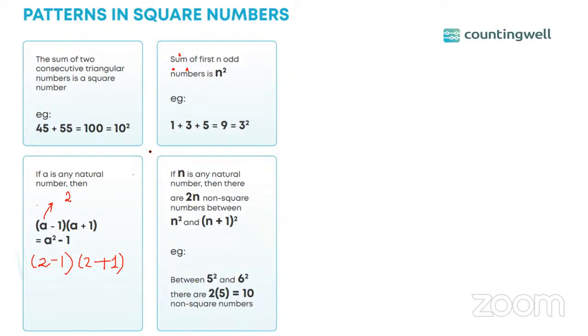One more pattern in square numbers is, if n is any natural number, then there are 2n non-square numbers between n square and n plus 1 square. So if you take 5 square and 6 square, there will be 2 times 5, equal to 10 non-square numbers. So here the value of n is 5.